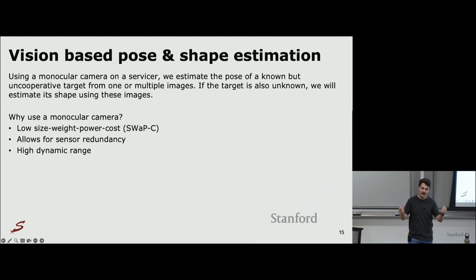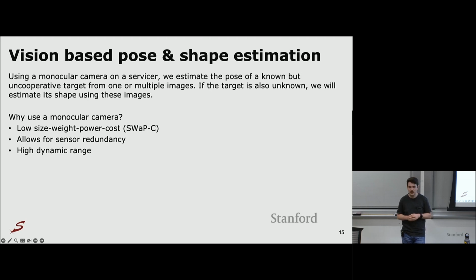So now let's dig further into the actual title of the presentation, which was about vision-based pose and shape estimation. And so the general problem statement becomes a bit more specific, where we're now going to use a monocular camera as our sensor to do pose estimation of a servicer using either a single or multiple images. And if the target's unknown, we're also going to want to do shape estimation using those same images. And why use a monocular camera? The reason is kind of threefold. The first one is that they're low SWaP-C, so that means they're inexpensive to put on a spacecraft, and it makes the spacecraft more inexpensive to launch.